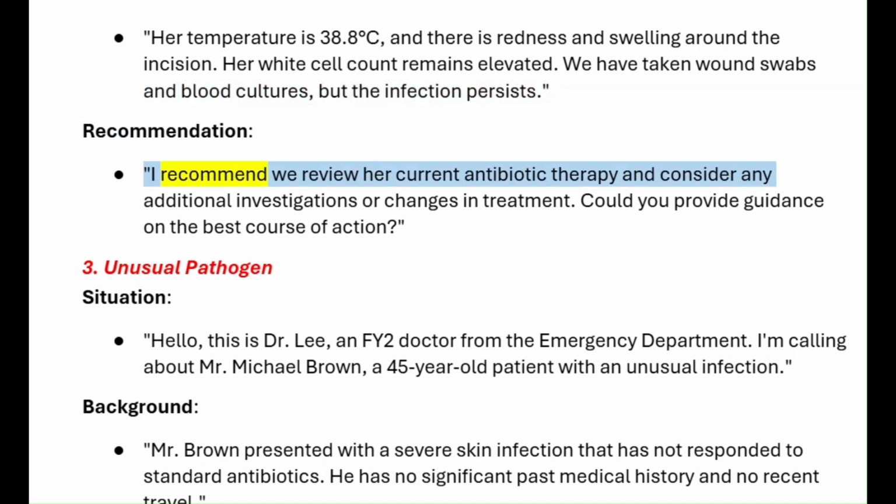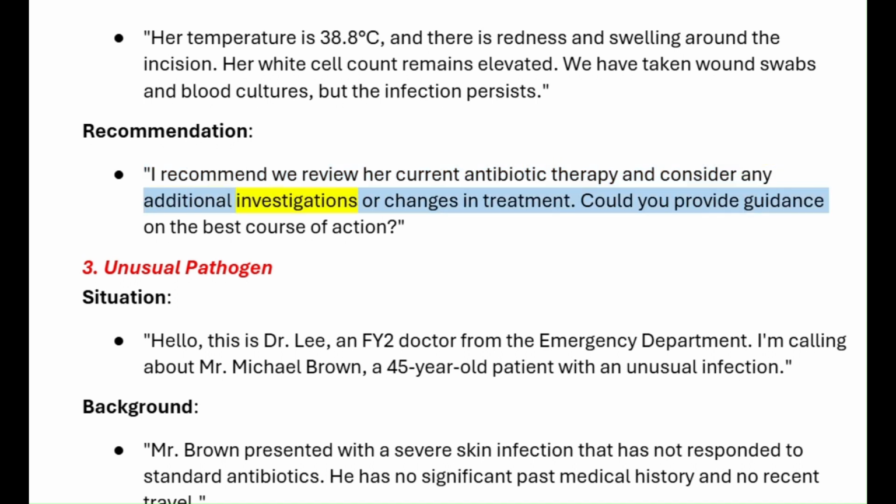Recommendation. I recommend we review her current antibiotic therapy and consider any additional investigations or changes in treatment. Could you provide guidance on the best course of action?